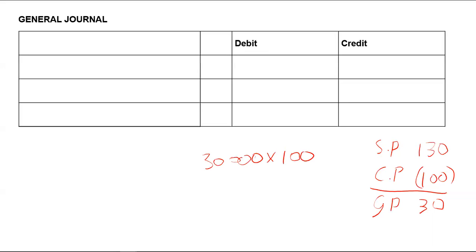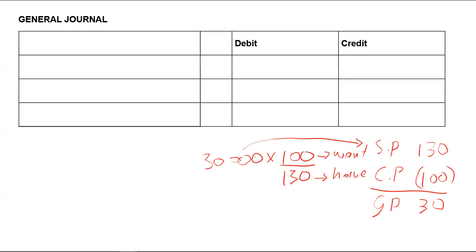But remember, this 30,000 is the selling price. That's why we are going to divide it by 130. Multiply by what you want. Divide by what you have. So in this case, we will get the cost price of goods that were returned.